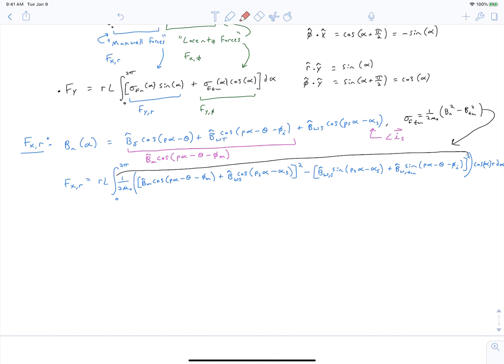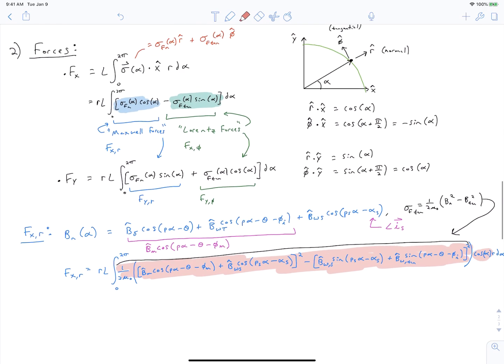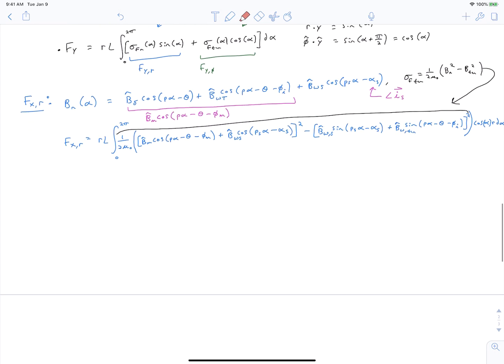We're integrating over the surface of the rotor, and here is our entire normal force density on the surface of the rotor in terms of our fields. Then we multiply it by the cosine of alpha because we're interested in only the x component, right? So that's this up here. And then we've got our surface integral, so times r d alpha. And that's what we're going to solve.